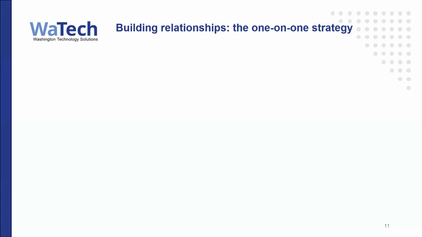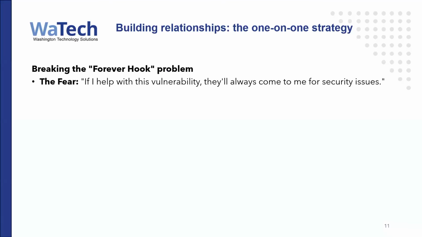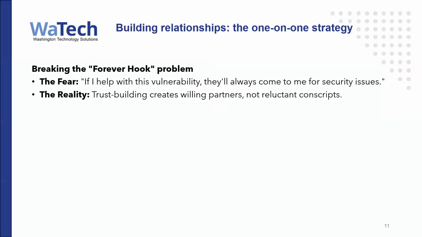But really, the goal of that upper level of vulnerability management maturity is having those relationships. And so how do you break that forever hook problem? If I help with this vulnerability, they'll always come for me for security issues, right? That's the real concern. People are overwhelmed and maybe don't understand the context.